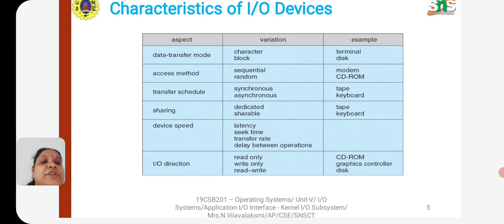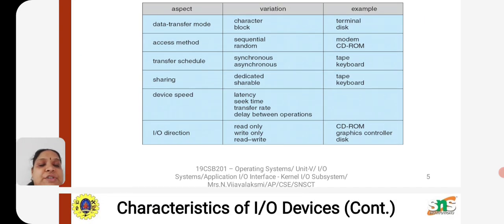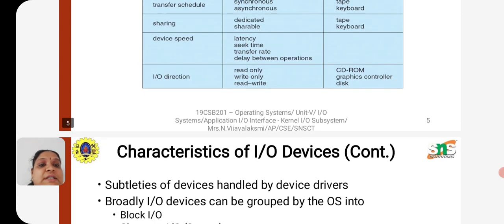If it is transfer schedule, we have synchronous or asynchronous, for example tape or keyboard. Similarly, we have device speed. If it is speed, it is meant for latency as well. Seek time we can calculate, transfer rate, delay between operations. And if it is IO direction, we speak about read-only, write-only, and read-write. For example, CD-ROM, graphics controller, disk.